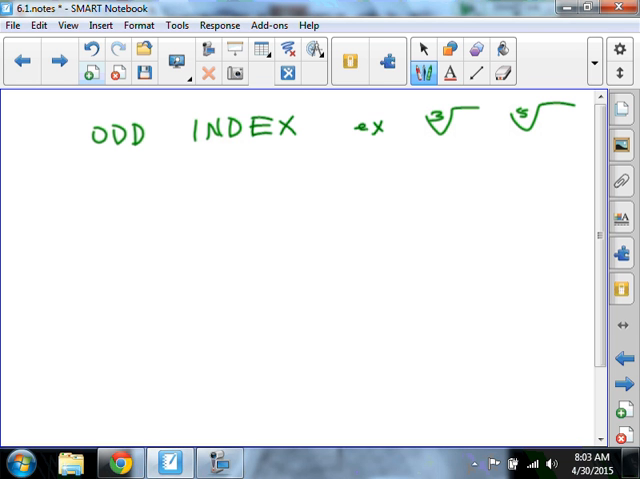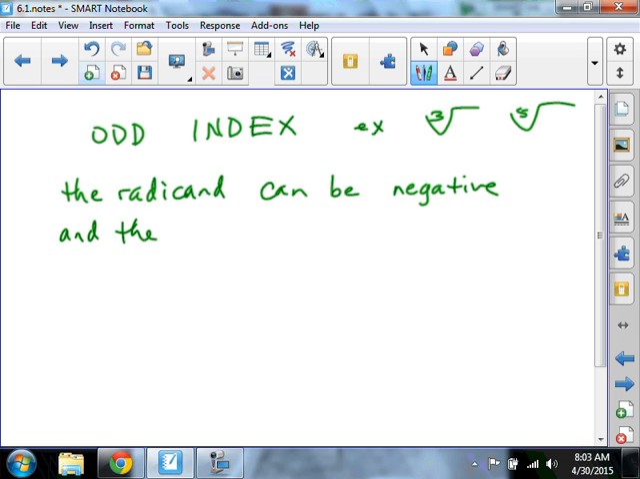All we're saying is the radicand can be negative. The radicand can be negative, and there is one real root.